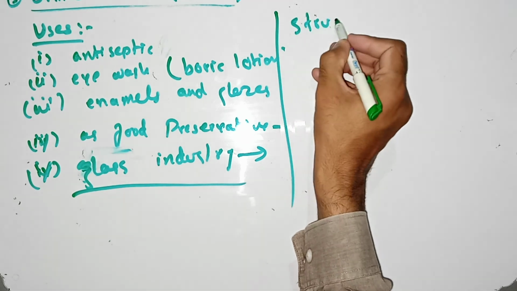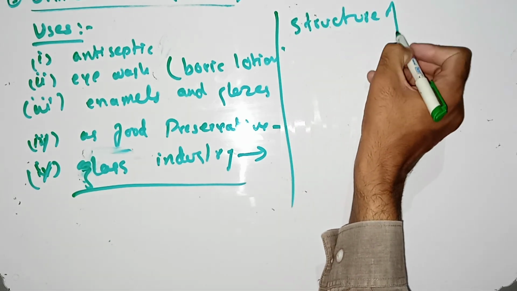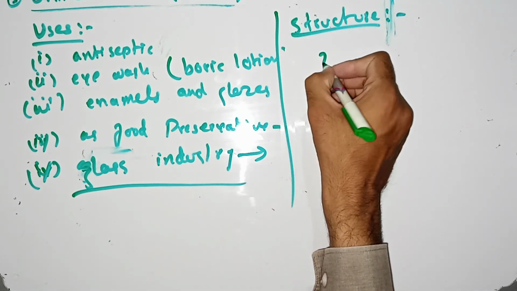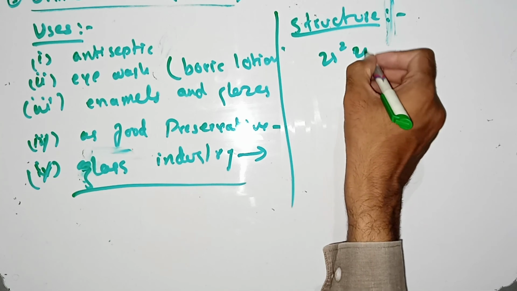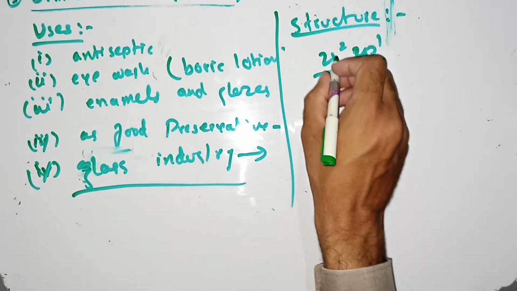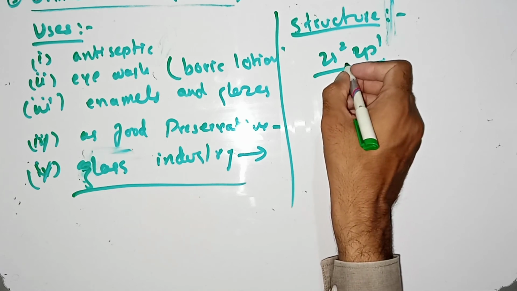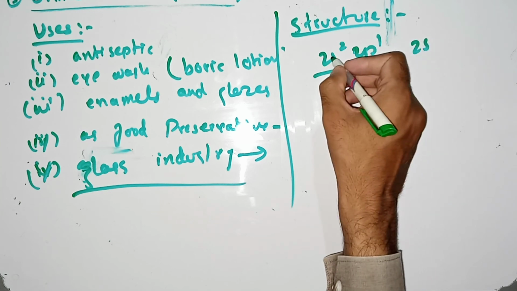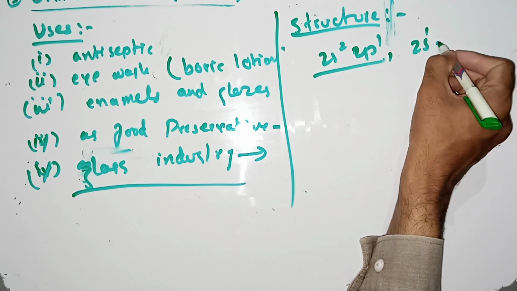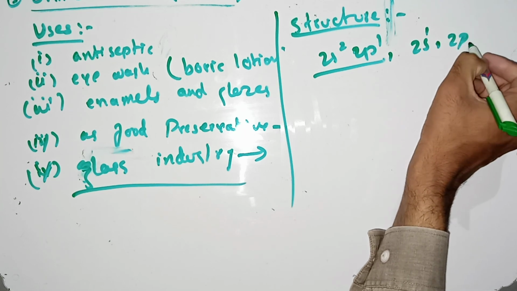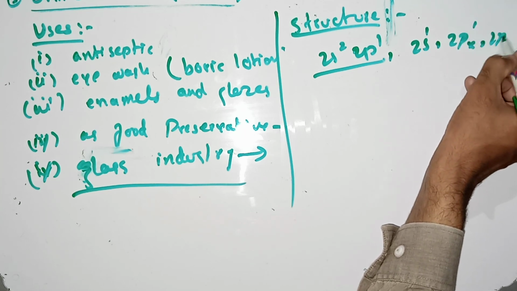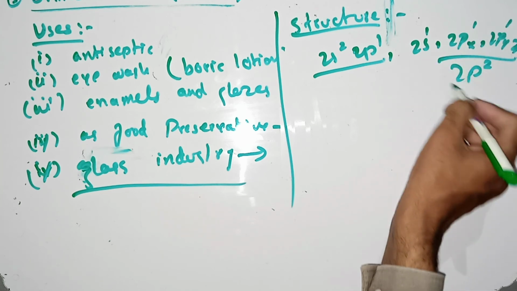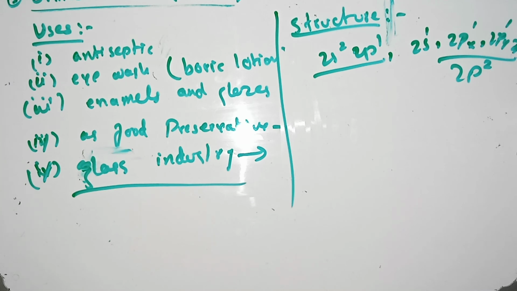Structure of orthoboric acid. What is the structure? The electronic configuration of boron is 2s2 2p1, meaning there is one electron in the p orbital. This is the ground state configuration. In the excited state, one electron of 2s is promoted to 2p, so it becomes 2px 2py 2pz.